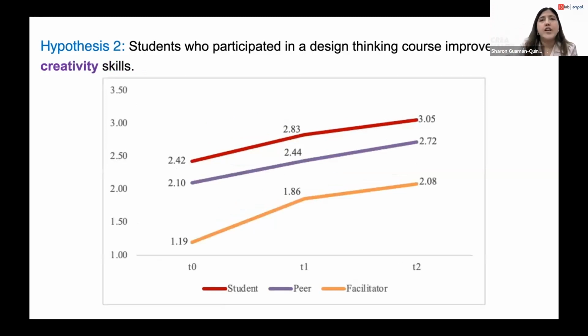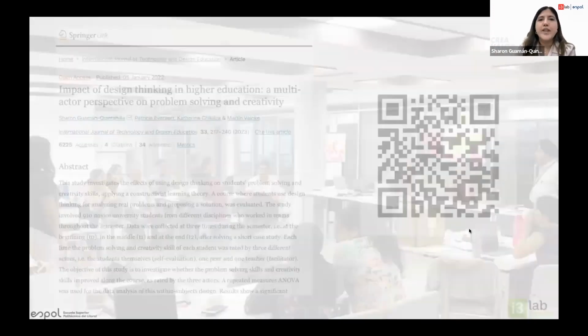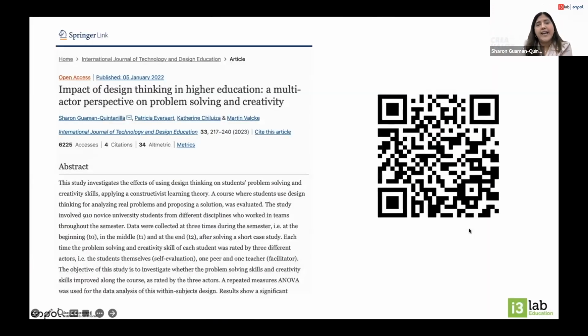Similar conclusions we found from our hypothesis 2 that said students who participated in a design thinking course improved their creativity skills. So it was the same, it was a significant improvement, and it was also significant in these time slots. This is the paper, again, if you want just to explore a little bit more about it.